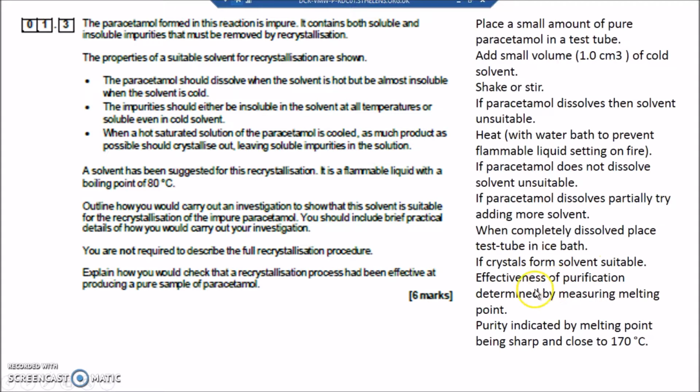How do you check if the recrystallization has produced a pure product, a pure paracetamol? Then you determine its melting point. If it's a sharp melting point close to the data book value, 170, but you don't need to know that, as close as possible to the data book value, then it's going to be pure.